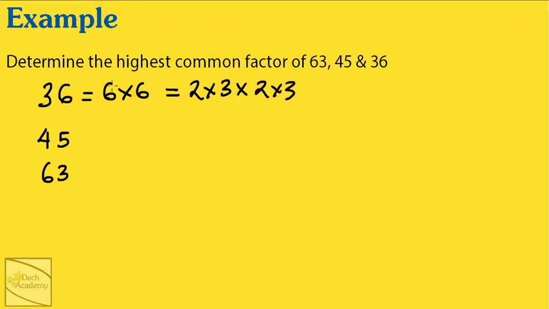So what I've done is I've written 6 as a product of prime factors, or prime numbers. 2 and 3 are prime numbers. 6 is not a prime number.